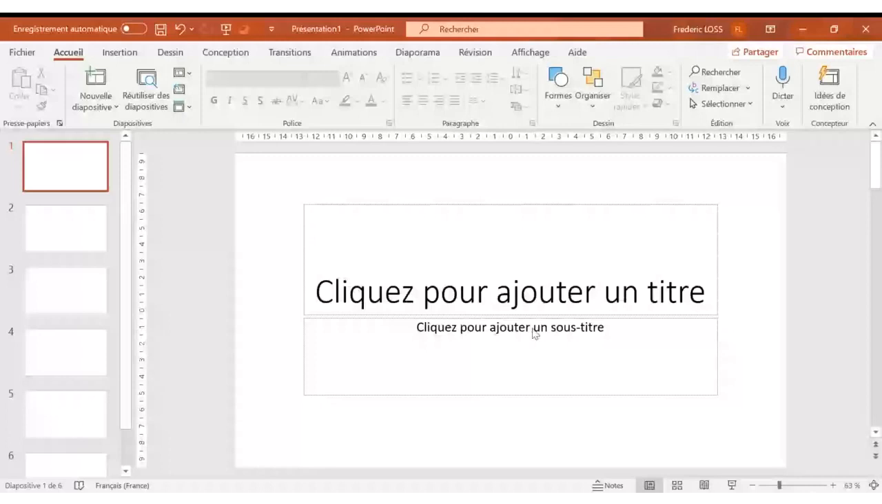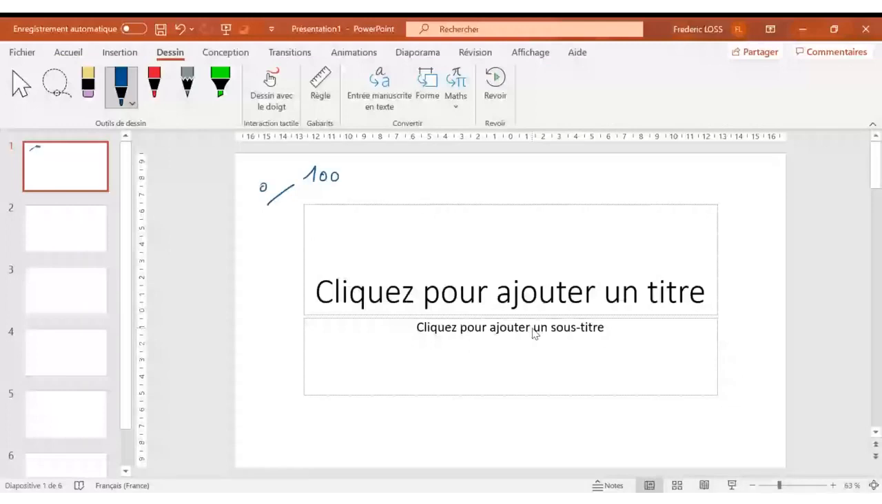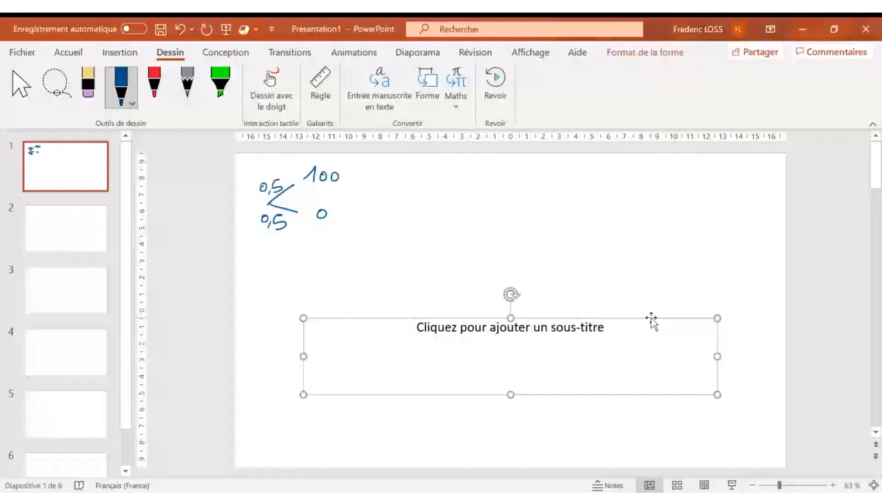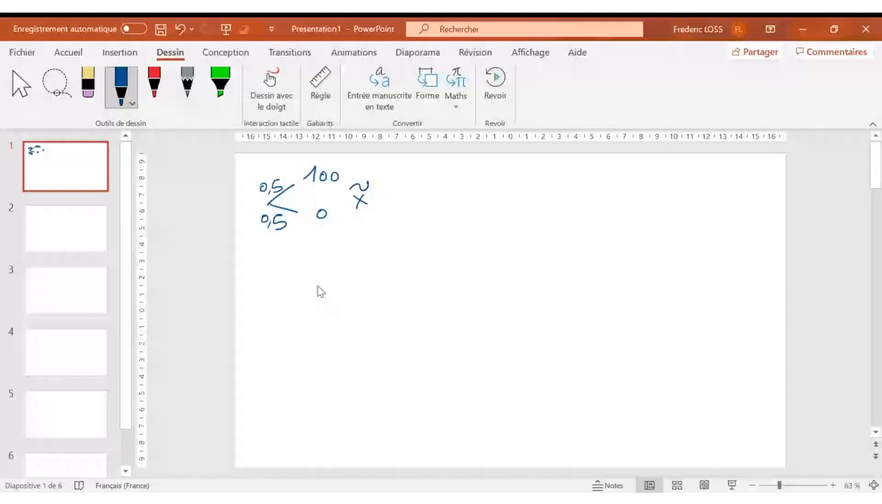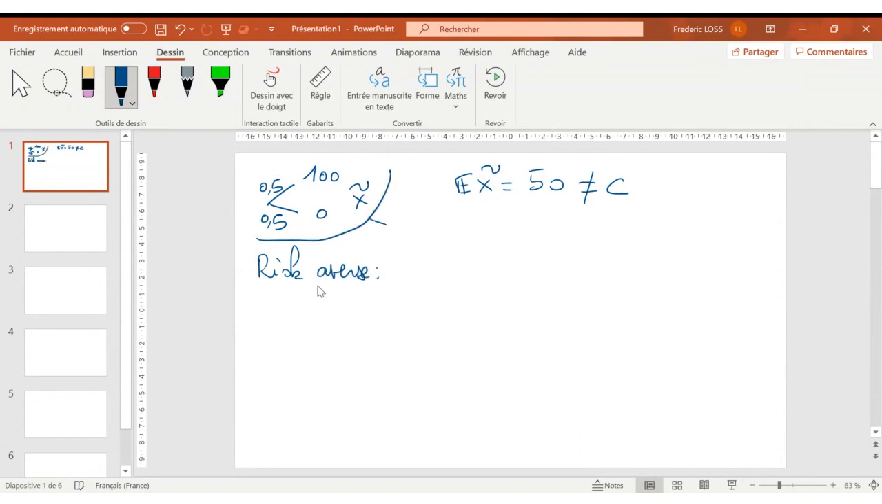Consider a lottery which is going to give you 100 with probability 0.5 or 0 with probability 0.5. Let's say this is x tilde. You can compute the expectation of x tilde, well, 50. But 50 is different from C. Because if you are risk averse, you're going to modify this lottery: for you, it is the utility associated to 100 and the utility associated with 0. And so for you, the expected utility is going to be this.